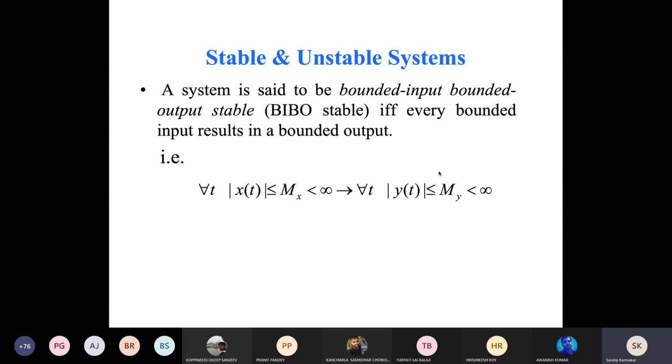A system is said to be bounded input, bounded output stable if and only if every bounded input results in bounded output. So if your input is bounded, your output must be bounded. For all t, if |x(t)| ≤ Mx, which is less than infinity, then for all t, |y(t)| must be ≤ My, which is less than infinity.